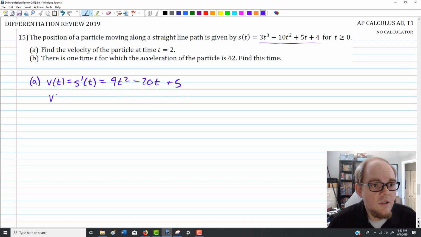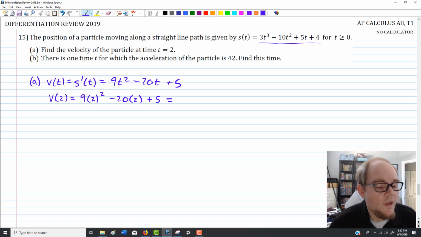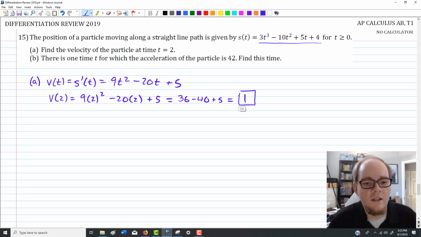But we are specifically interested in the velocity at time t equals 2. So that means that our velocity will be 9 times 2 squared minus 20 times 2 plus 5. As far as ingredients here, we'll get 36 minus 40 plus 5, which is equal to 1. So interestingly enough, it has a velocity of 1 when t equals 2. So good starting spot again. The derivative of position is velocity. So we use that relationship.